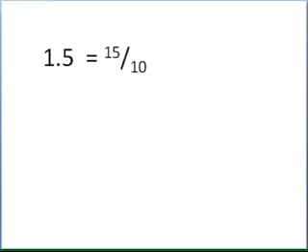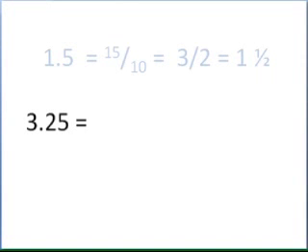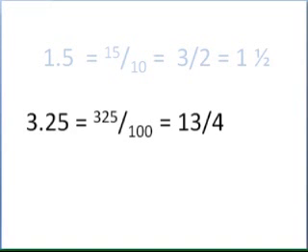So we have 15 tenths. That's an improper fraction. So we turn that into 3 halves, and 3 halves is the same thing as 1 and 1/2. So 1.5 does equal 1 1/2. All right, now let's take a look at 3.25. Well, our numerator is 325, and our denominator is 100. That becomes 13/4, and 13/4 is the same thing as 3 1/4. So 3.25 does equal 3 1/4.